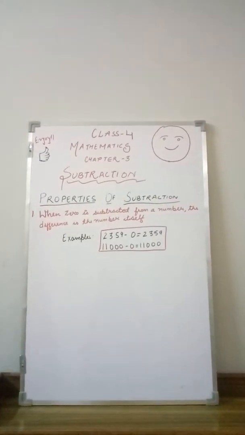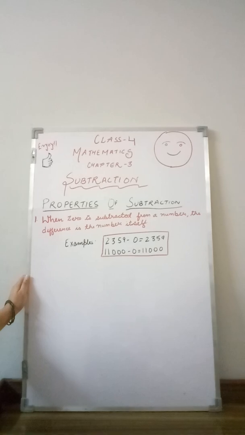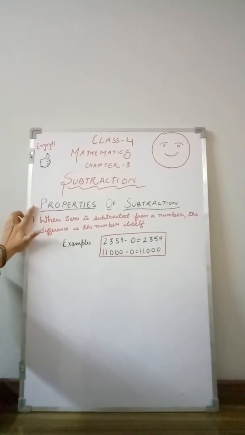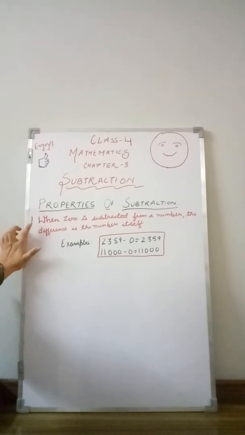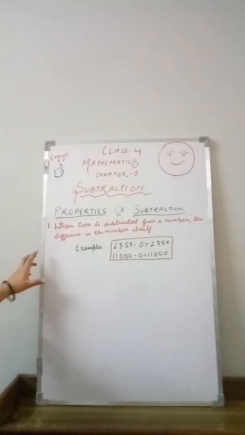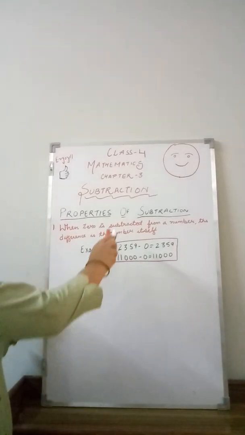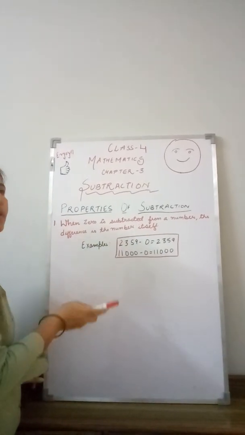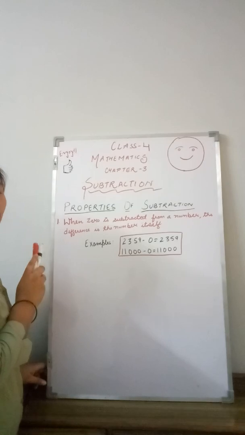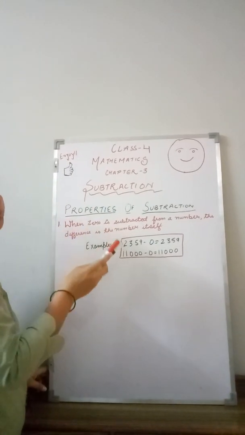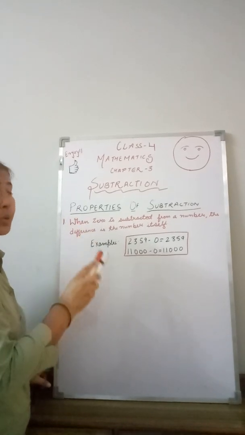Okay student, now the next topic after subtraction and check is properties of subtraction. Mostly a few are the same as properties of addition. Let me see what is the first. The first property of subtraction is: when 0 is subtracted from a number, the difference is the number itself. This is the same as we discussed in the property of addition. When 0 is subtracted or added to any number, the result is the number itself.